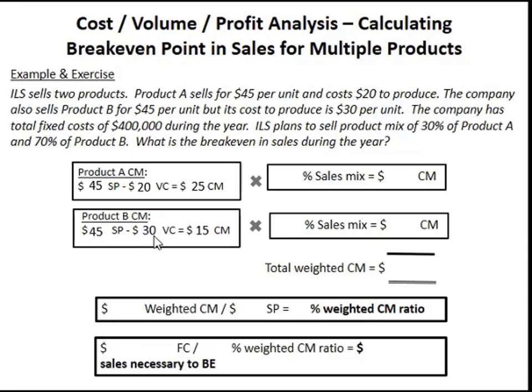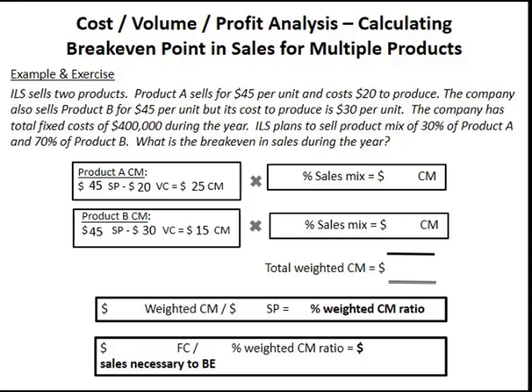So our contribution margin for every unit of product B would be $15. So now we have two separate products, and it's complicated by the fact that each of these products has different contribution margins. So what we need to do is come up with what we consider a weighted contribution margin.